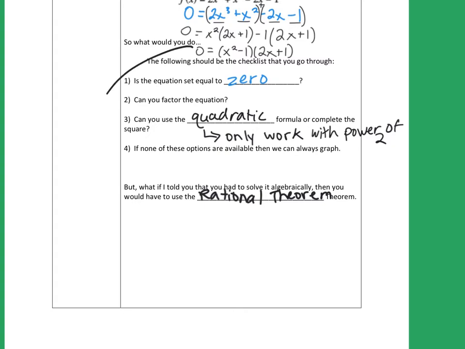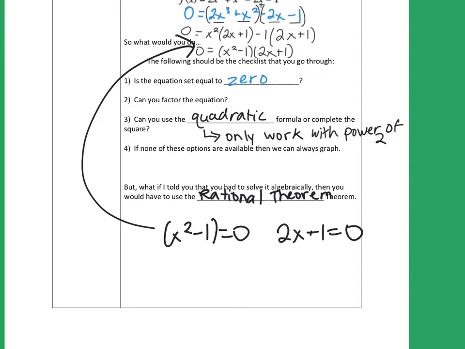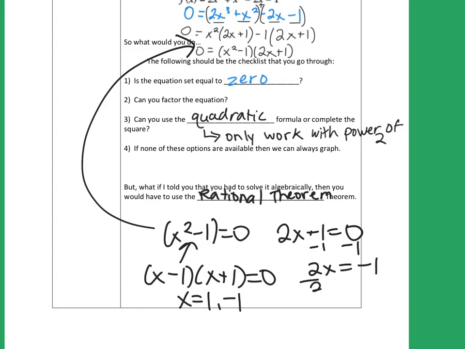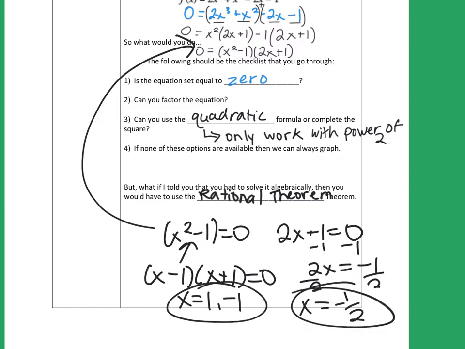Because again, this one factored really nicely. Like x squared minus 1 equals 0 and 2x plus 1 equals 0. Well, this is actually just a difference of squares, if you remember. So it'd be x minus 1, x plus 1. So I'd get x equals 1 and -1. And then here I would subtract the 1 over, divide by 2, so x equals -1/2. So those would be my 3 factors there. So that one factored really nice. Okay, but they're not all going to factor nice. And that's where this rational root theorem comes into play.